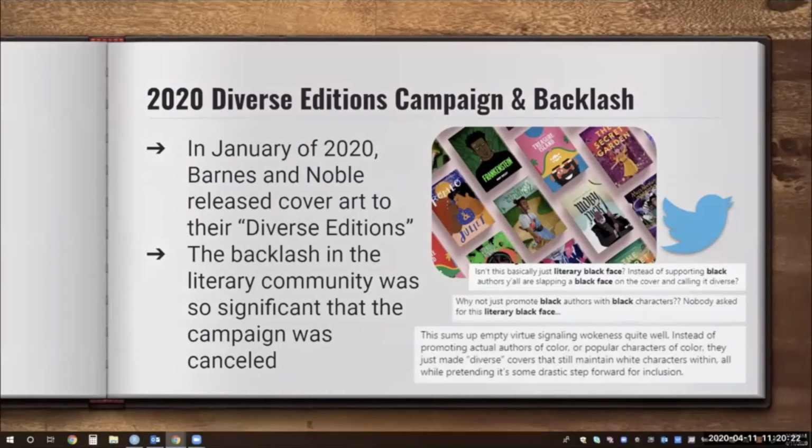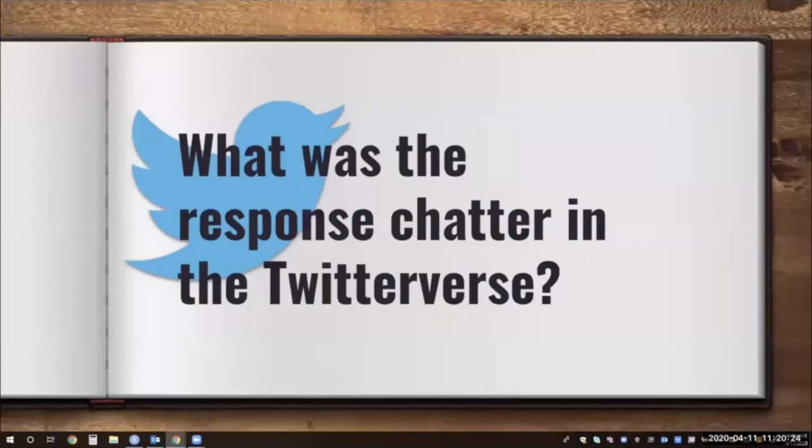Our first investigation required us to understand the type of responses expressed on Twitter. We wanted to understand through data how the Twitterverse was thinking and discussing their perspectives regarding the Diverse Editions campaign. Josh will walk you through our process of collecting, working with, and then analyzing our findings from Twitter.